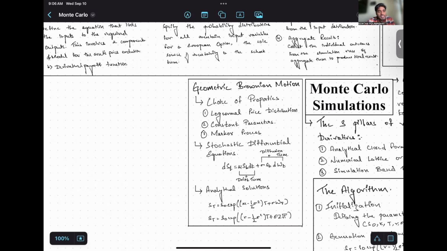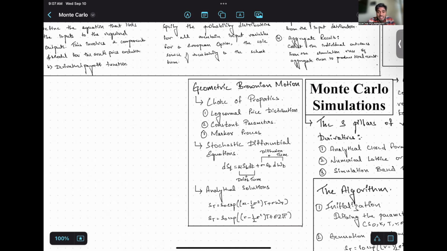Now, the general stochastic differential equation to model the dynamics of asset prices following a GBM is given as dS_t equals mu times S_t times dt plus sigma times S_t times dW_t, where mu is the expected return and sigma is the volatility. Here, mu S_t dt is a deterministic drift term, which states that over an infinitesimal time dt, the stock price is expected to grow at a continuous rate mu.